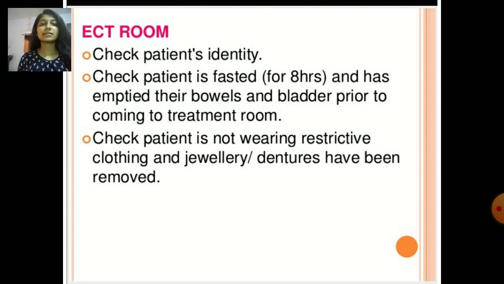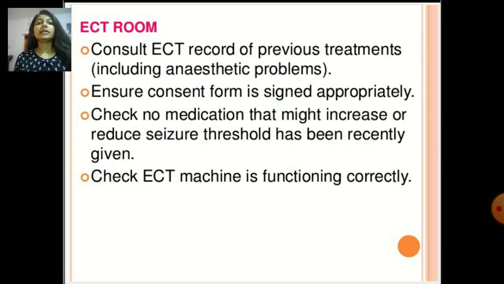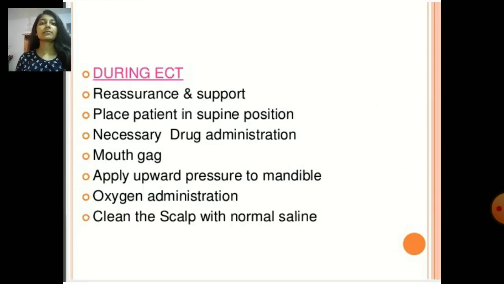Check the patient is fasting and has emptied their bowel and bladder prior to coming to the treatment room. Check the patient is not wearing restrictive clothing and jewelry, and dentures have been removed. Consult the ECT record of previous treatment, including anesthetic problems. Ensure the consent form is signed appropriately. Check no medications that might increase or reduce the seizure threshold have been recently given. Check the ECT machine is functioning correctly.